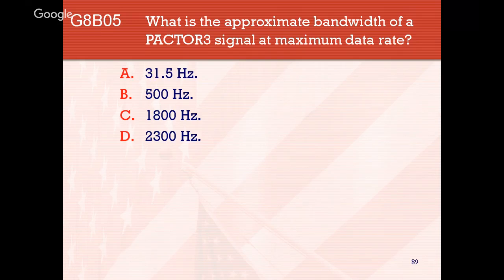What is the approximate bandwidth of a PacTor 3 signal at a maximum data rate? Remember what it said, that it was about the same as a single sideband voice signal. And so 2300 hertz, D, is your answer for this.